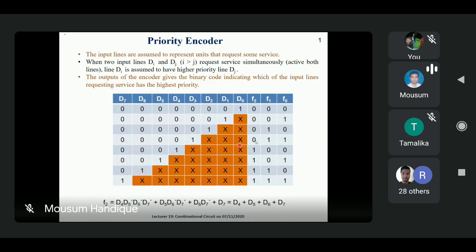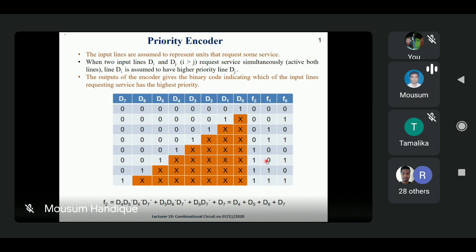F2, see here, F2 means this one is 1, and D4 is 1. That means the D4 line is active. So here I am writing D4. And all other remaining lines are 0, so here I am writing D5, D6, D7 in complement form. And this particular part does not matter for us because this one is the lower priority. Are you getting my point?